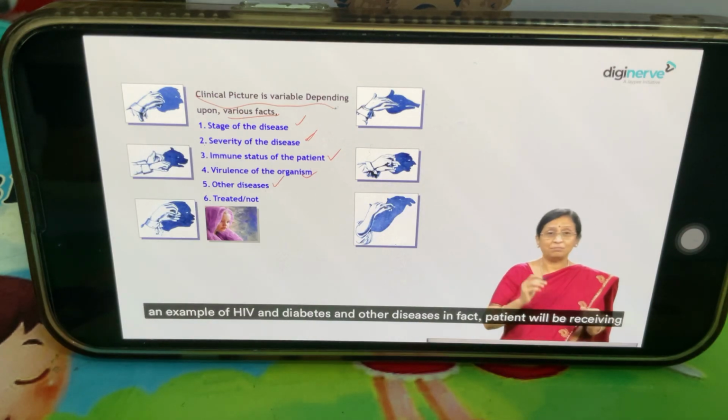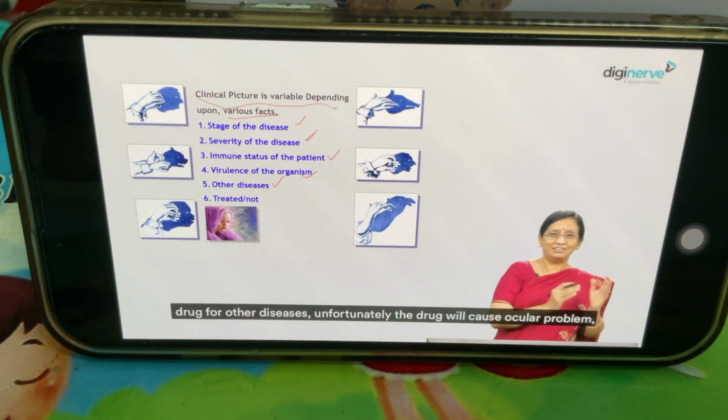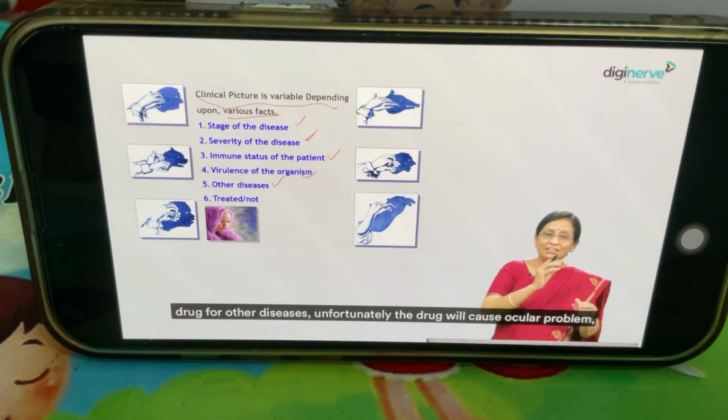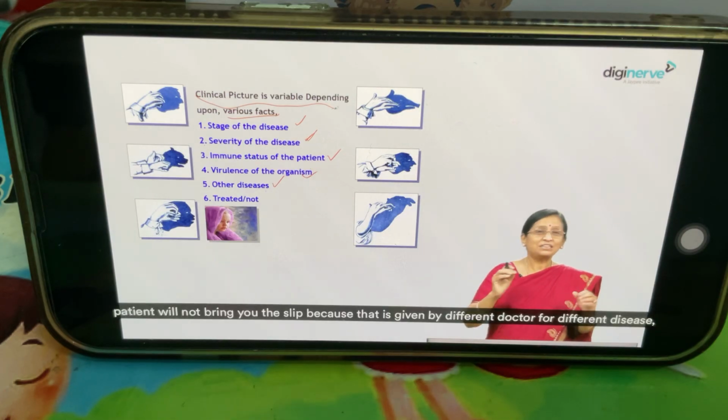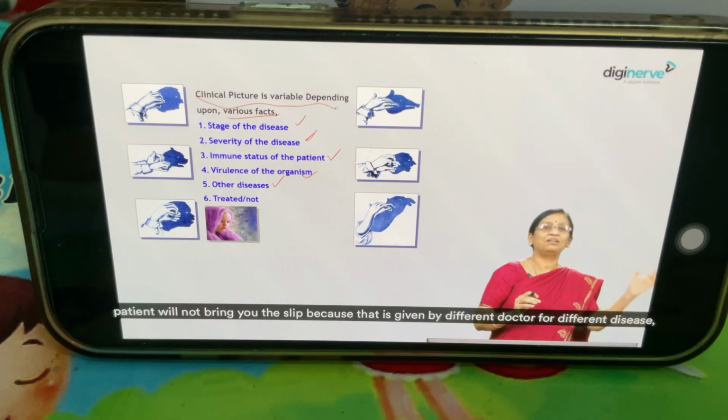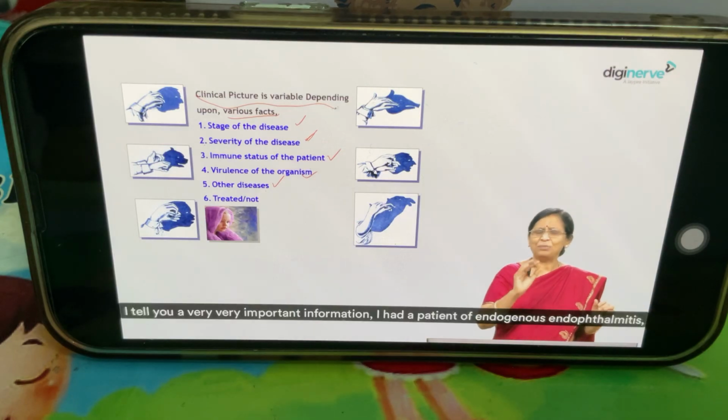Other diseases, I gave you the example of HIV and diabetes. And in fact, the patient will be receiving drugs for other diseases. Unfortunately, the drug will cause an ocular problem. The patient will not bring you the slip because that is given by a different doctor for a different disease. I tell you a very, very important piece of information.